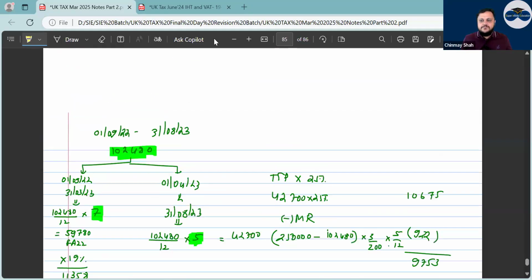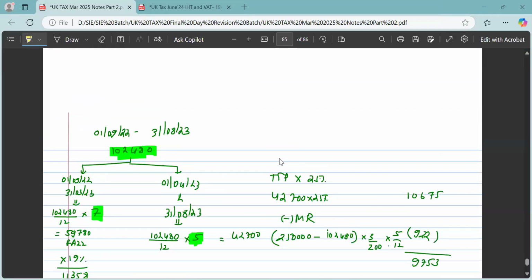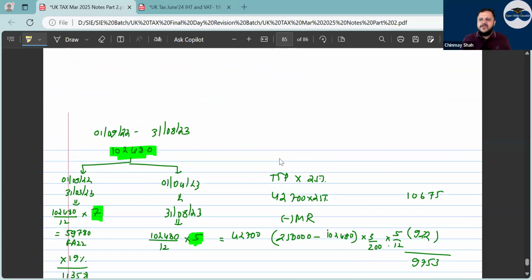Is there any chance of the short accounting period question coming in accounting straddling period? No. Short accounting period can come up, but it has to be within 23/24 only, correct? In that case, what will happen? Upper limit, lower limit will go down, correct? Yes. But I had given you one more.